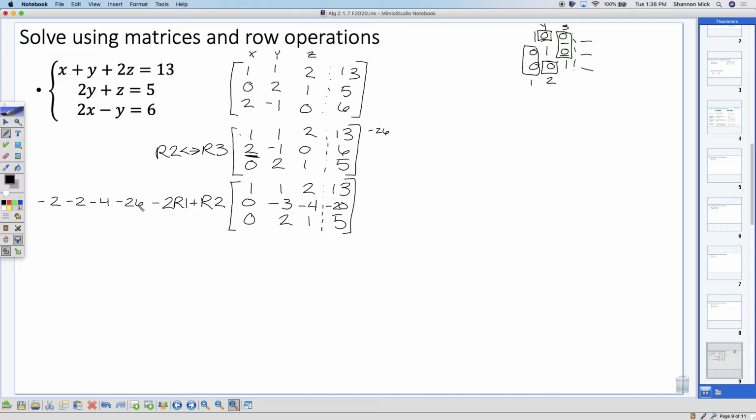Okay, so I need to go now and get rid of what? The 2 right here. That 2 is in what column? Column 2, so I'm going to use row 2. So now I have 3 and 2, and I can't get one nicely. Would you just take 2 times row 2 plus 3 times row 3? Yes. Because you want to get the same number so you can zero it out. And 6 is the smallest common multiple, right?